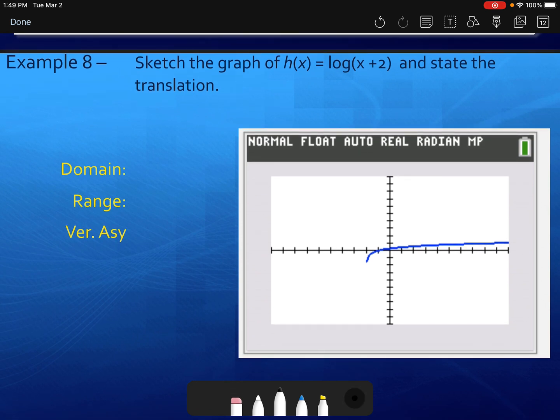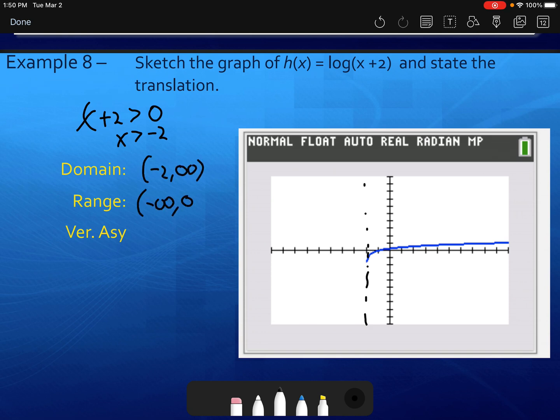So here's x plus 2. Okay, what's the domain? Well, x plus 2 has got to be greater than 0, so x has got to be greater than negative 2. And that's what that says right there, correct? So negative 2 to infinity. Now the range is negative infinity to infinity.